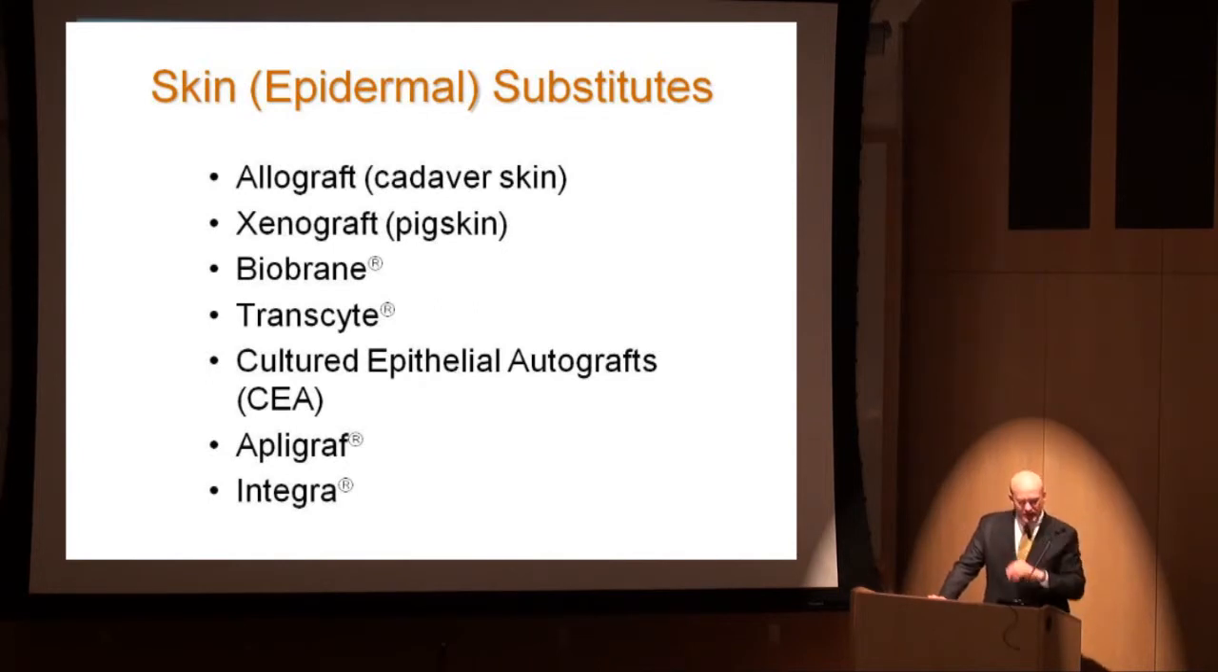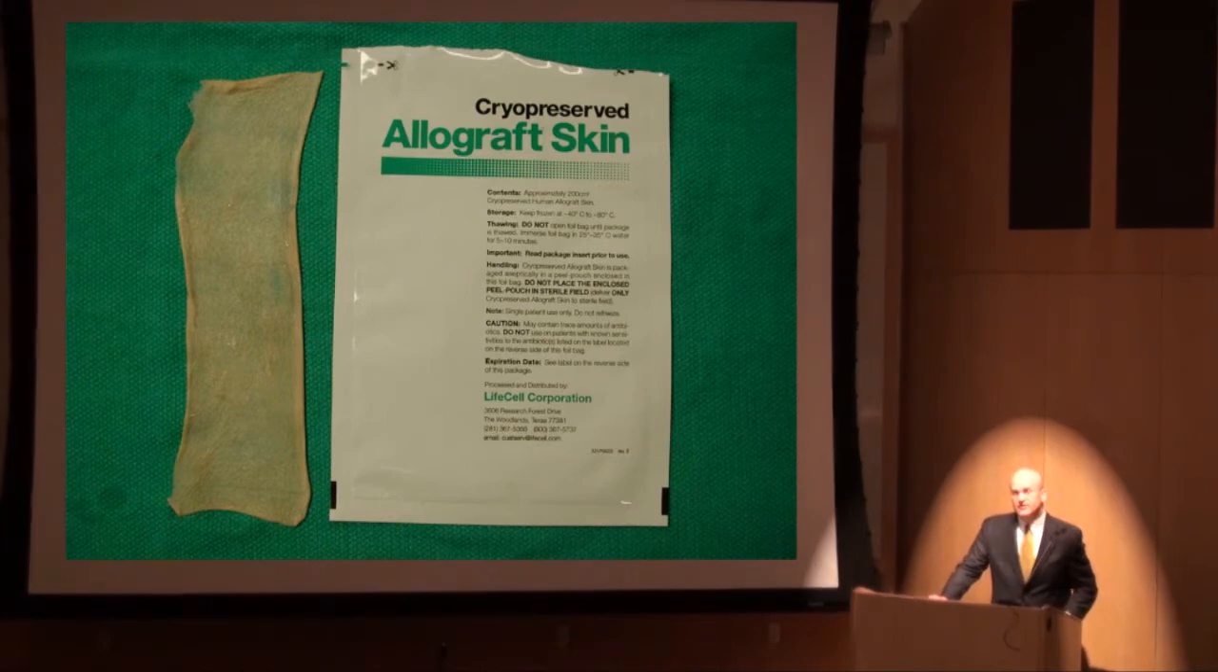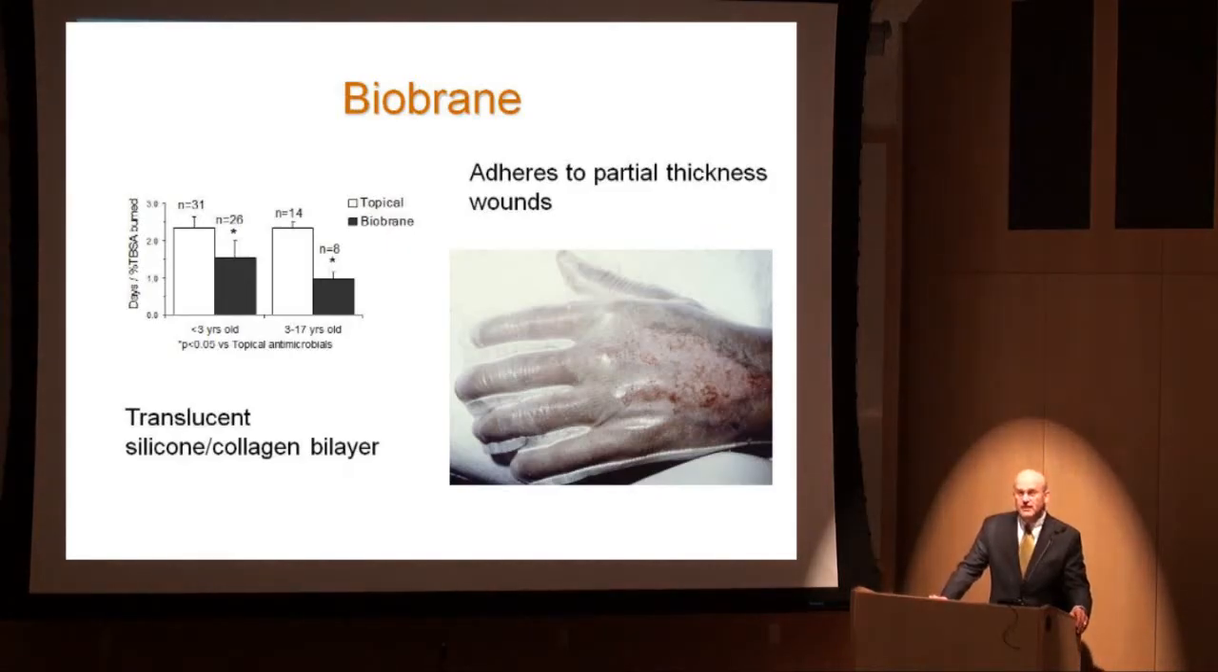There are other skin epidermal substitutes that people use. BioBrane Transite was available for a while, Apligraf and Integra. And allograft skin is still the most important skin substitute, I think, in that it's widely available and functions as skin until you can get their own skin on them. BioBrane is something that a lot of folks use. I love BioBrane for partial thickness burns. And we showed in kids that you can decrease their days in the hospital when you use this stuff.